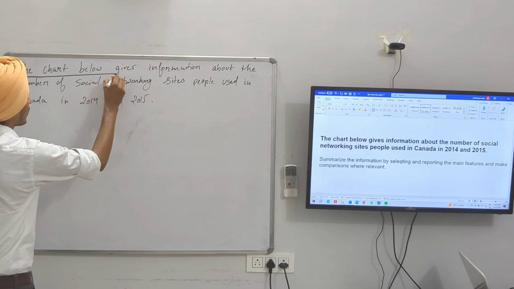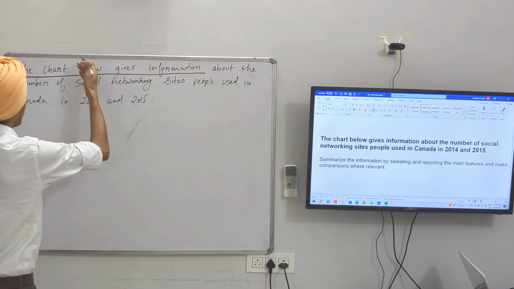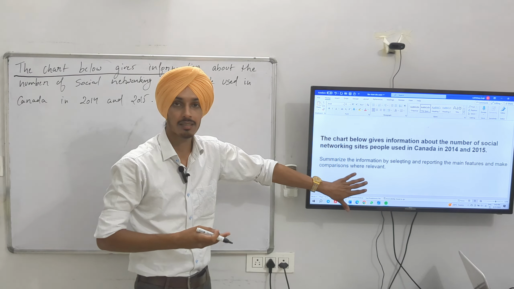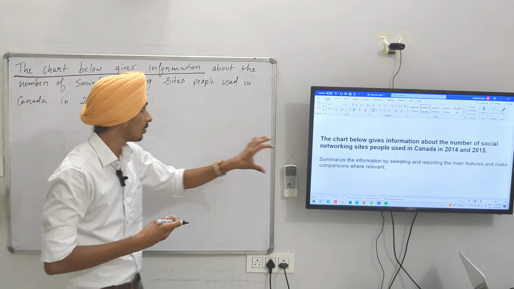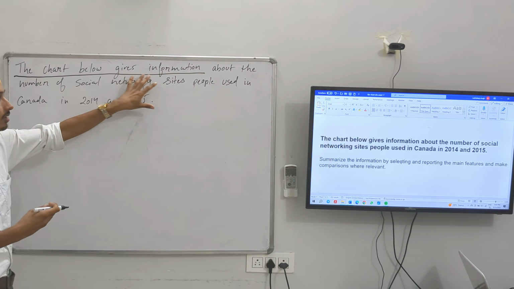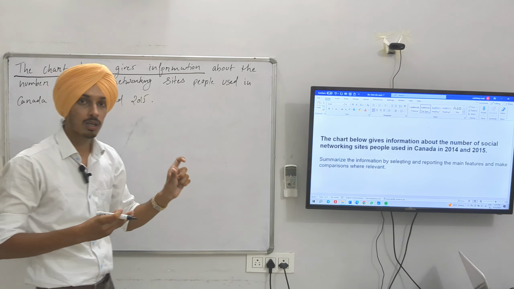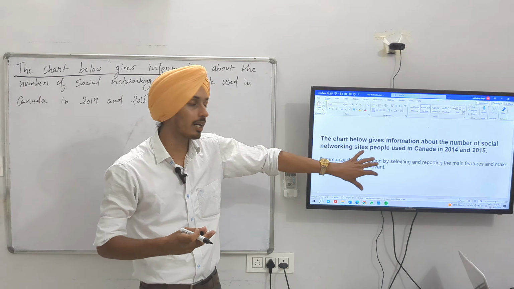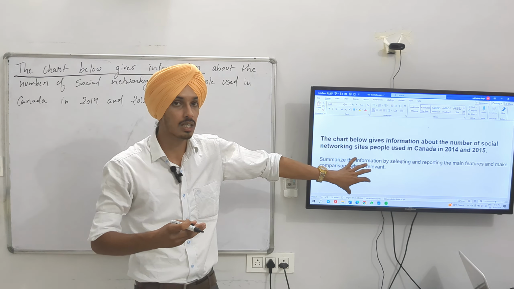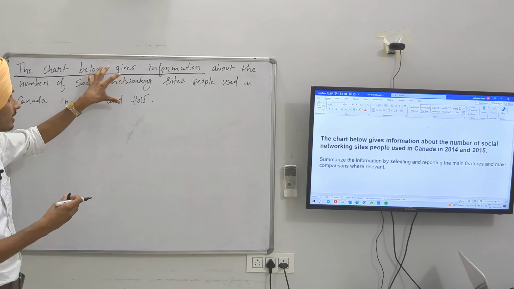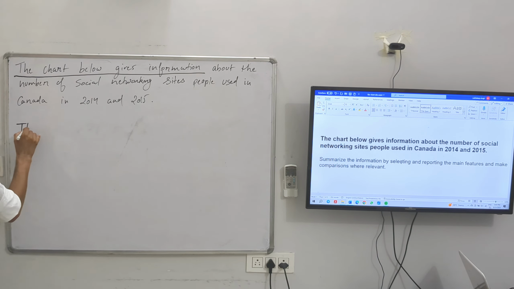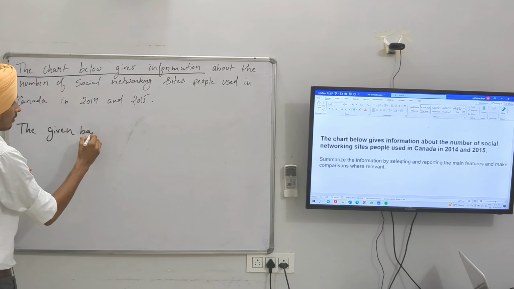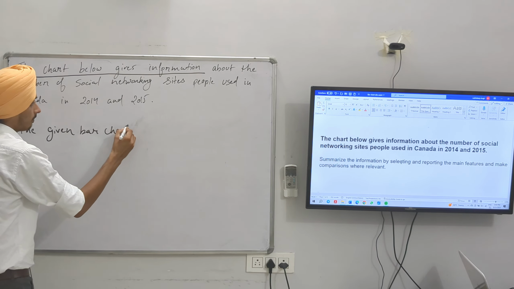The chart below gives information. The chart below means they have given the chart behind this statement. So they have written the chart below gives information. We will look at what type of chart we have been given, whether it's line or it's bar chart. Here in our example, I am going to talk about bar chart. So while paraphrasing, I will write the given bar chart.